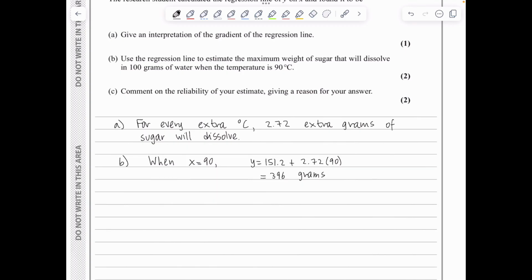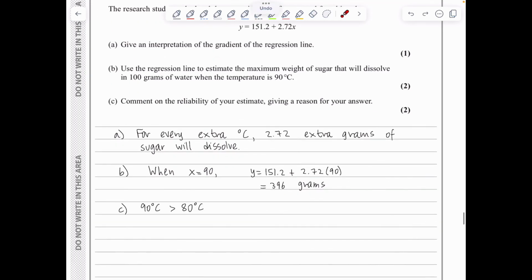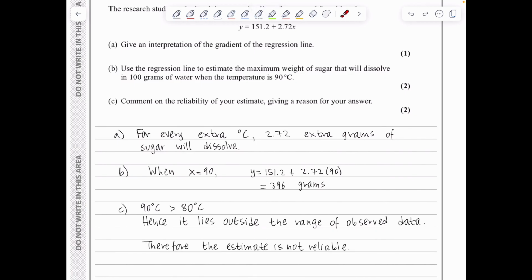Remember to include units. And then in part C, we need to comment on the reliability of our estimating, giving a reason for our answer. Well, if we read the question carefully, the derivation of the regression line was based on x being between 10 and 80. We have just estimated for x being 90. So we observe that 90 is greater than 80 degrees Celsius. So we are outside the range of observed data, and therefore this estimate is not reliable. It's called extrapolation, and extrapolation should always be viewed with caution.